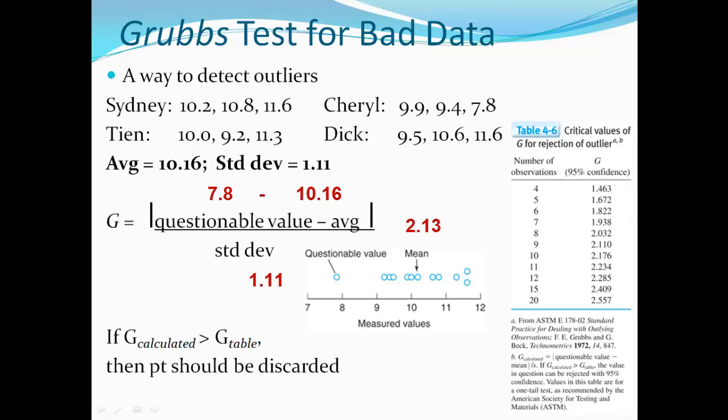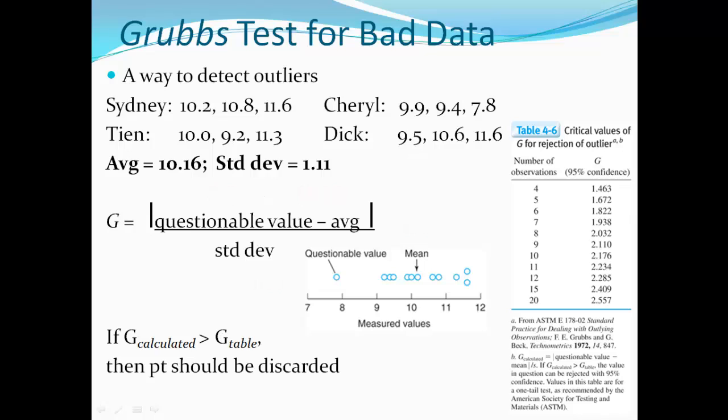When you look at your G table, the G table says that it's 2.285 for a total of 12 data points. And that's what they have. They have a total of 12 data points. Here it's not a degree of freedom. Here it's just how many data points you have. So that's 12. And the G calculated is 2.13. So that point is actually good. You should not discard it. You should keep it. You should retain that 7.8 and use it in your statistical measurements.